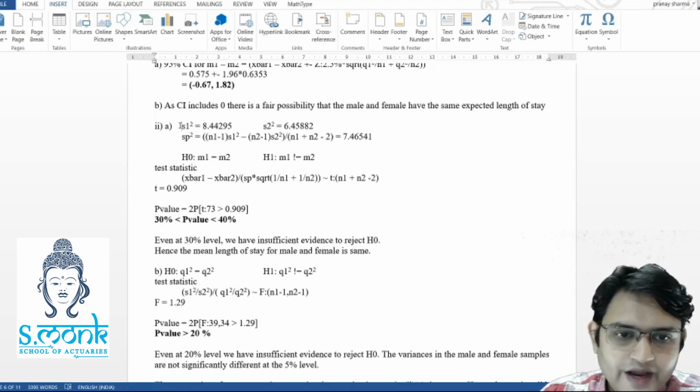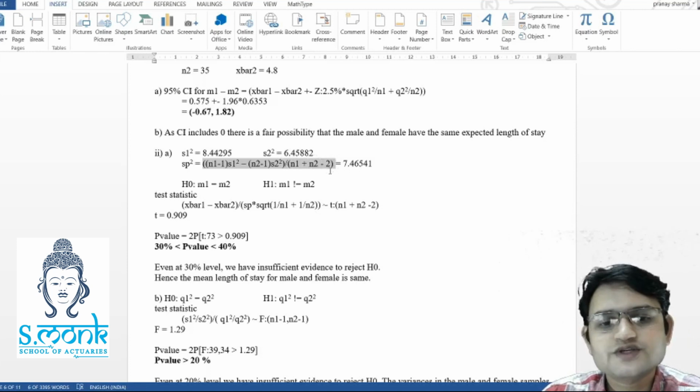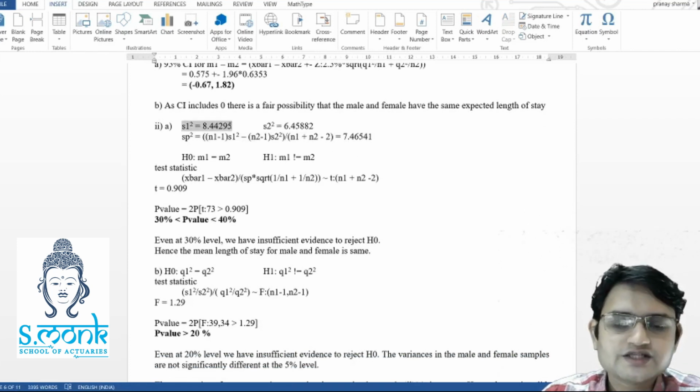Then here we had to calculate our pooled variance. So S1 square, S2 square, SP square. I have written the pooled variance formula here. We should always write the pooled variance formula whenever we need it. I have skipped writing our standard deviation or sample variance formula.